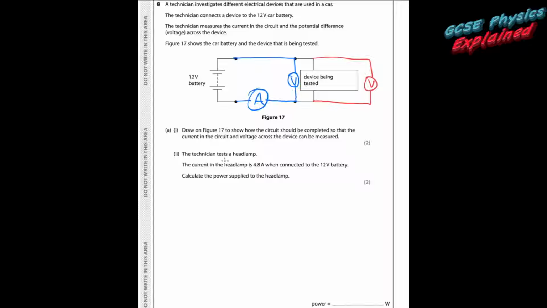Part 2. The technician tests a headlamp. The current in the headlamp is 4.8 amps, so that's our current I, when connected to the 12-volt battery, so that's our voltage. Calculate the power, so that's P, supplied to the headlamp. So power equals current times by voltage, so that's 4.8 amps times by 12 volts, and that equals 57.6 watts.